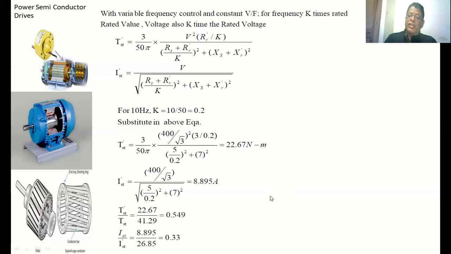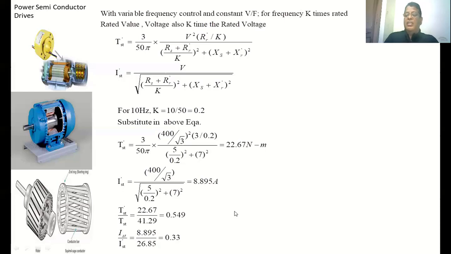Now we are going to take the ratio between the starting torque developed in the induction motor at 10 Hz to that at the rated frequency. We are getting 0.594. In the same manner, we are going to find the ratio between the starting current taken by the induction motor at 10 Hz to that at the rated frequency.